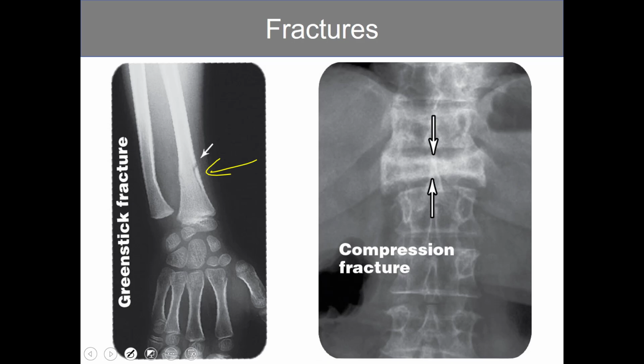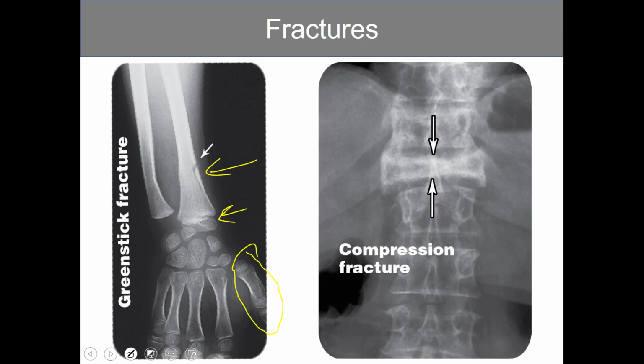Well, if you identify the thumb here, we know that the radius runs along the thumb. So it's the radius that is fractured. Also notice the presence of this growth plate. So this is a prepubescent individual.